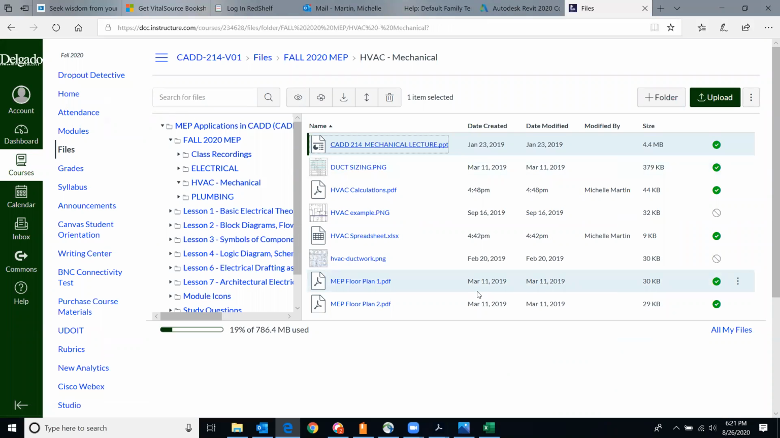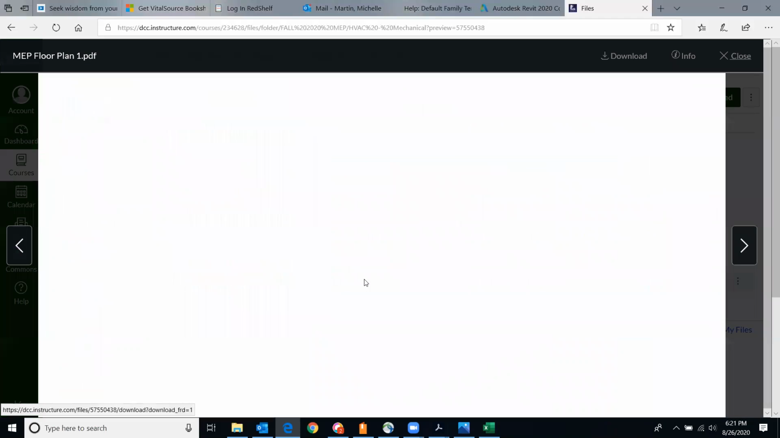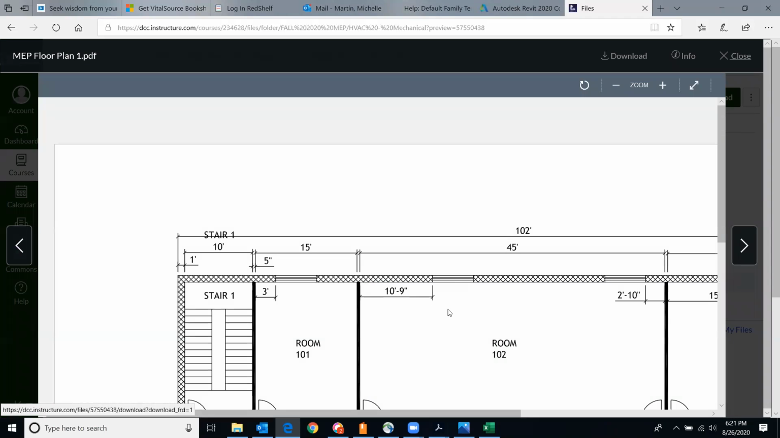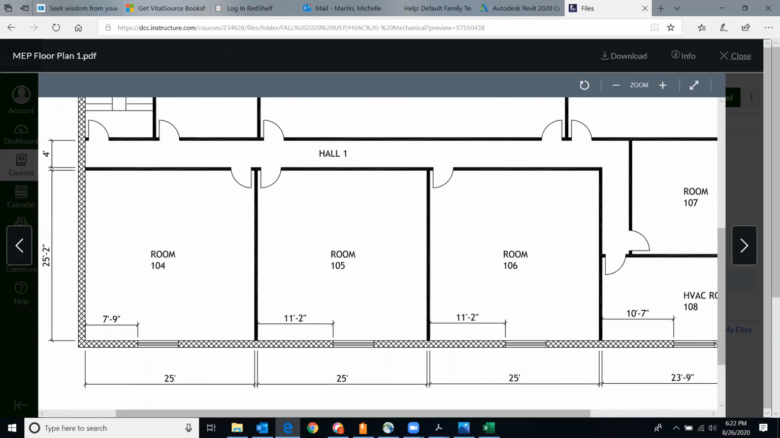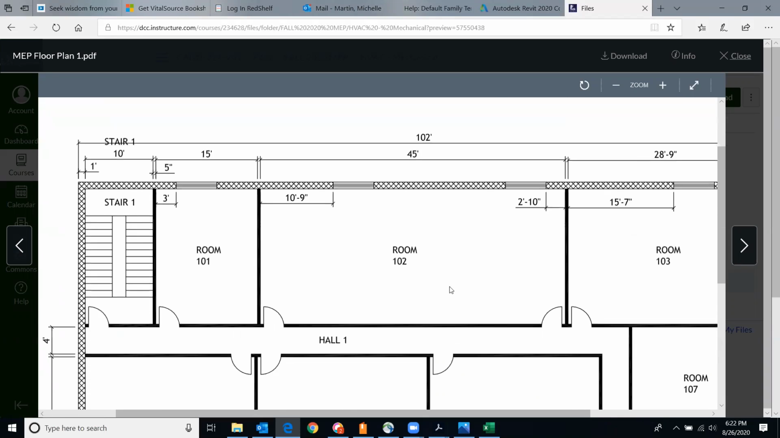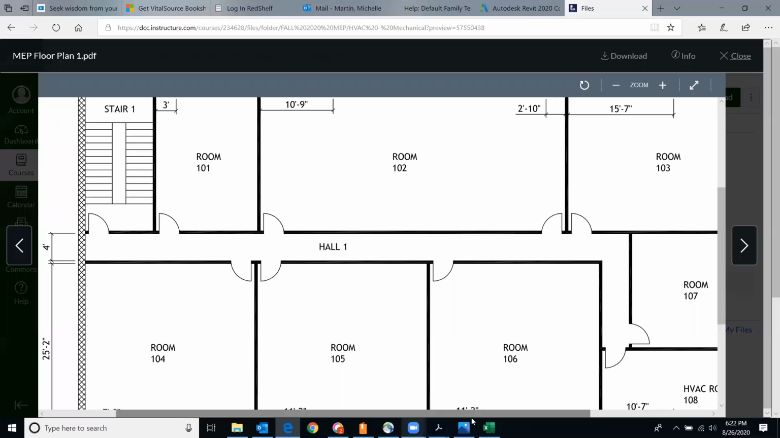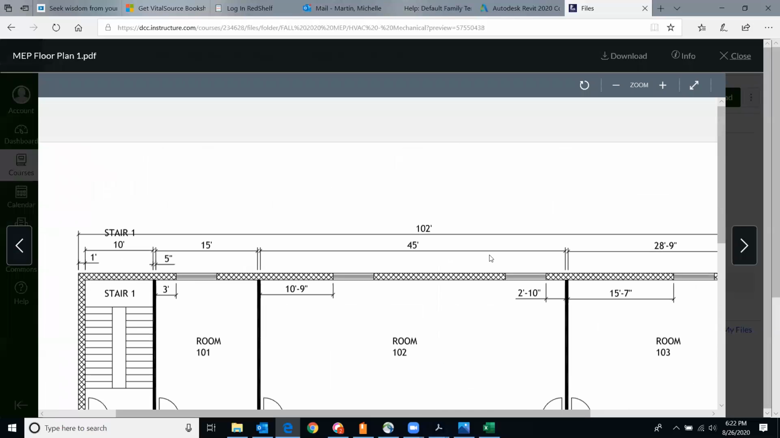So the main thing that we're going to be working on this week that's going to be due Sunday evening are going to be calculations. Go ahead and open MEP floor plan 1 and 2. These are the floor plans that we are going to be working off of for this project. They're commercial buildings. It's a two-story, very straightforward.